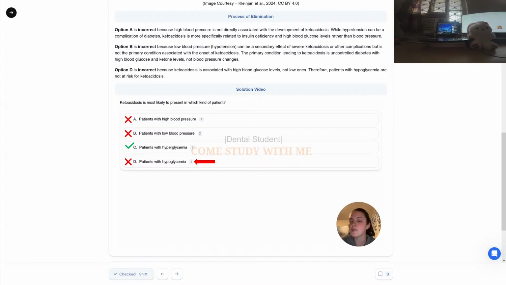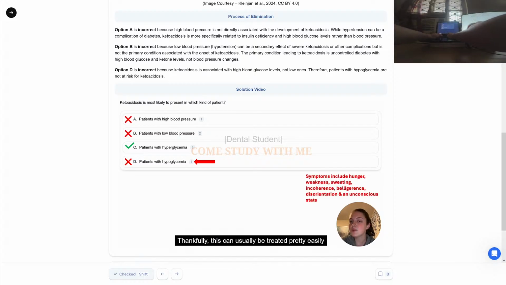just too high. The symptoms include hunger, weakness, sweating, incoherence, belligerence, disorientation, and if it becomes severe enough, it can even lead to an unconscious state. Thankfully, this can usually be treated pretty easily by just giving the patient a source of glucose, such as a glass of orange juice. Now, although ketoacidosis is very rarely associated with frequent hypoglycemia, it is certainly not most likely to present in patients with low blood sugar.